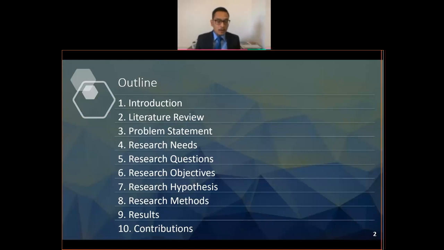So this is the outline. I'll start with the introduction of the topic and a brief discussion on the literature review, which helped me come up with the problem statement, the research needs, questions, objectives, hypothesis, as well as the research methods that I employed to come up with the results, which I'm going to discuss today. And I'll end my presentation with the contributions from my study.